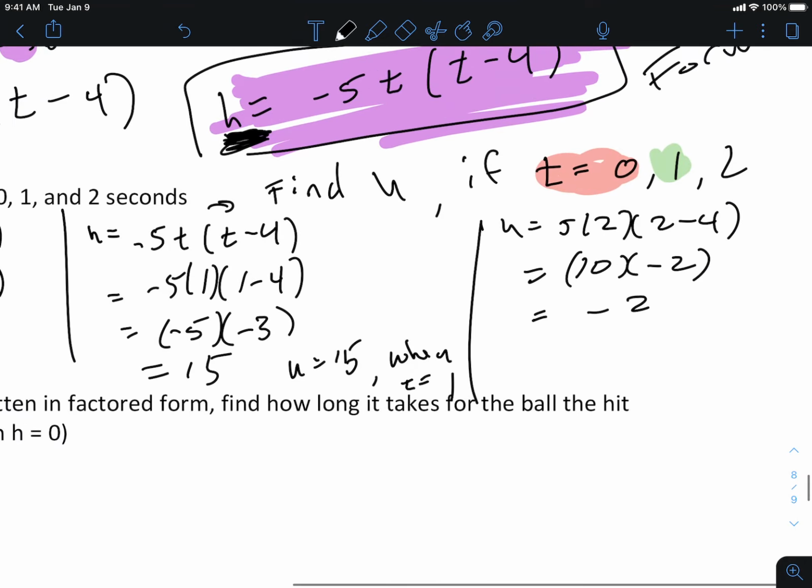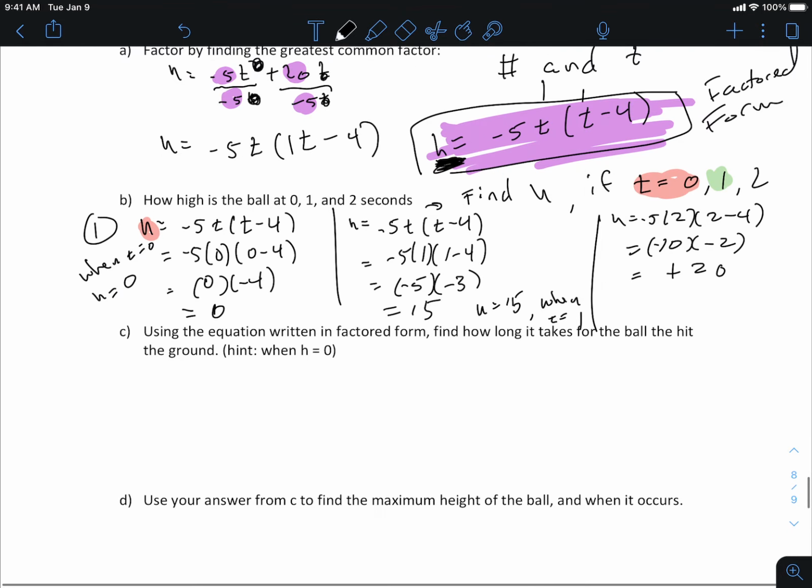Remember, the very start of this has a negative on it, right? So that's going to be -10 times -2, which is +20. Okay? So h equals 20 when t equals 2. These are all points. Input, output, like your table of values, right? From formative 5, which I'm going to show you in a minute.